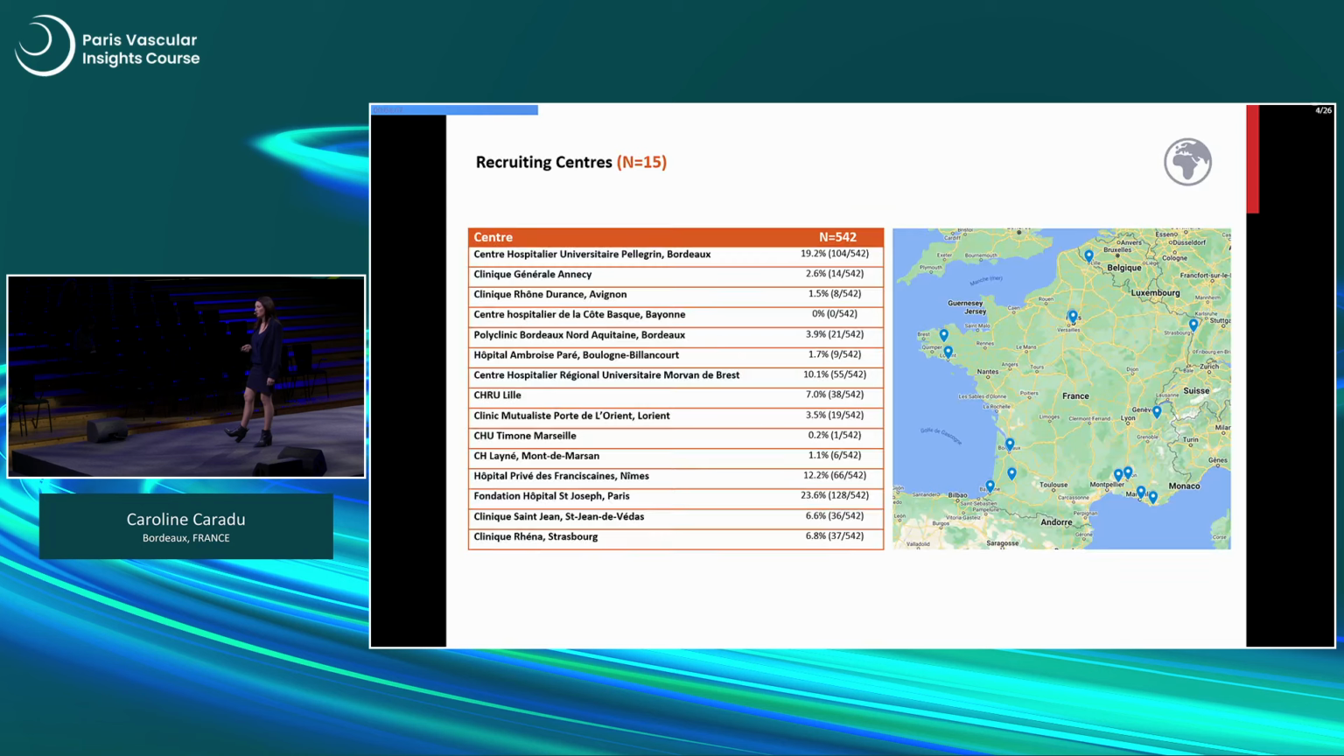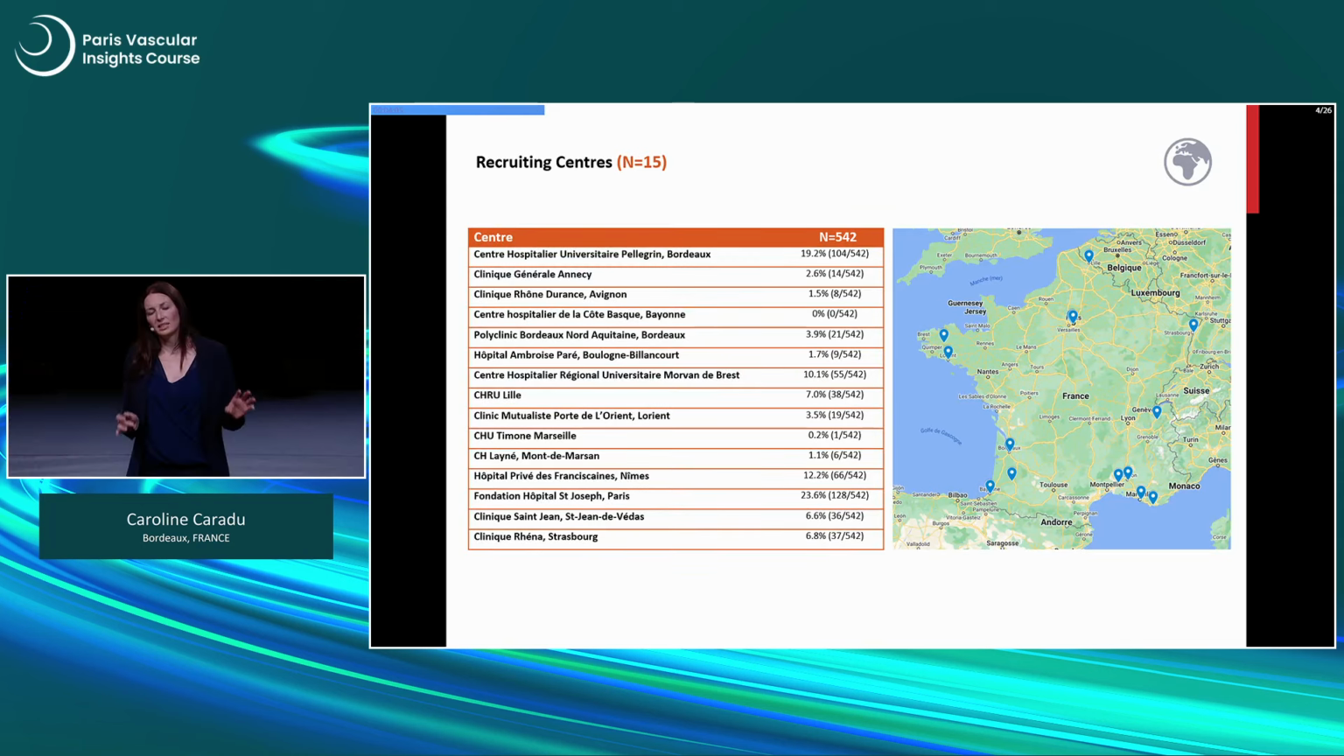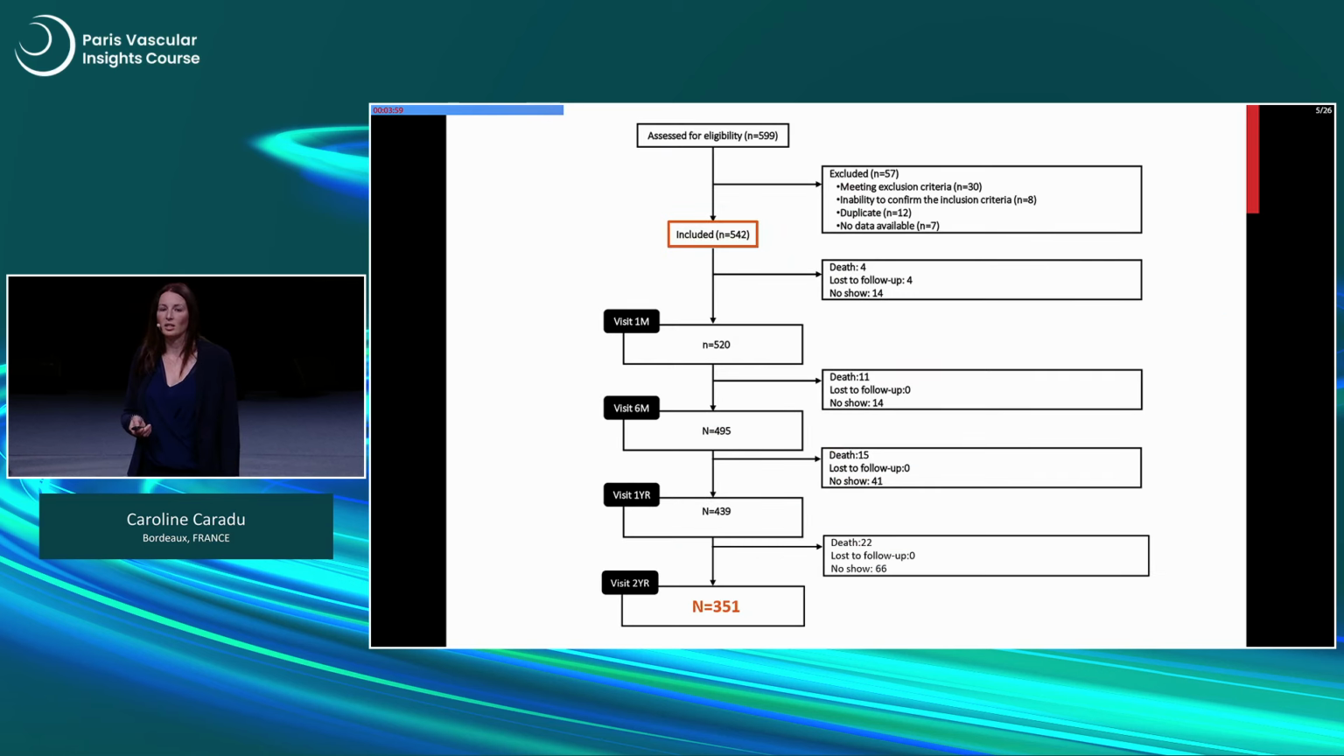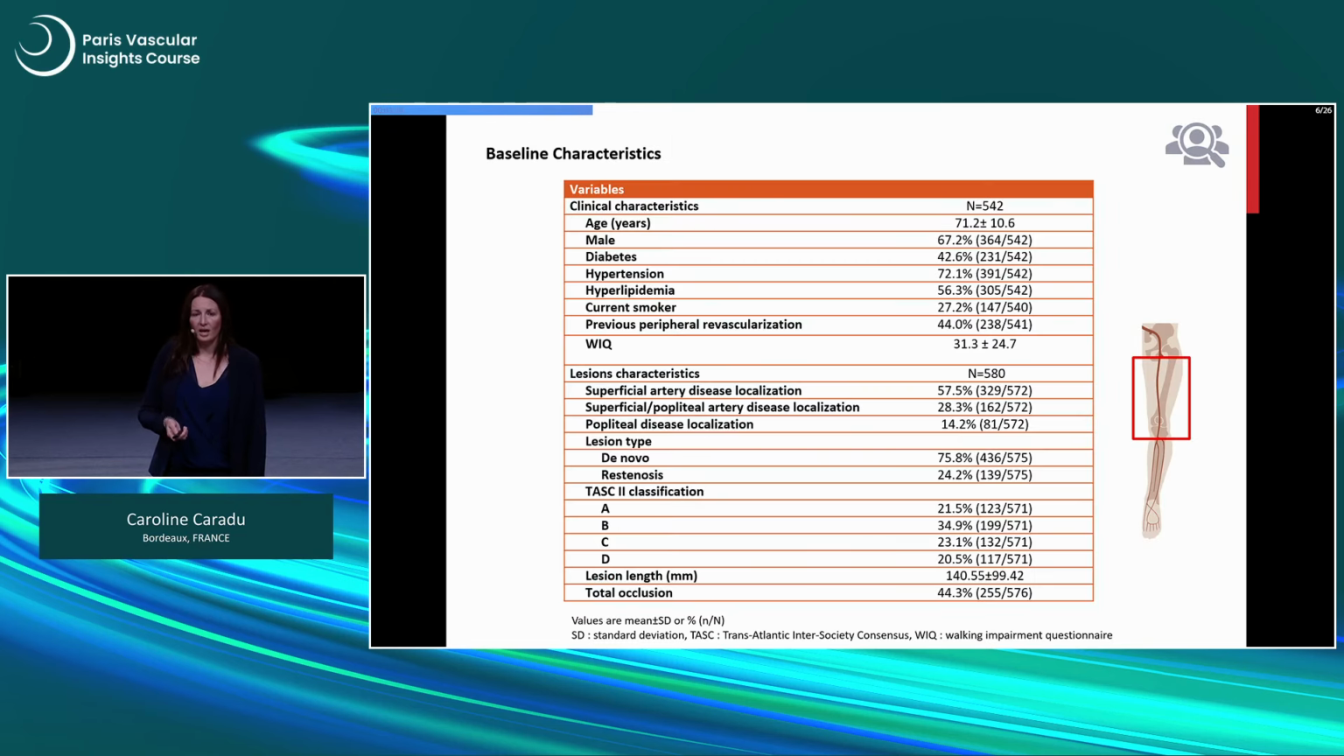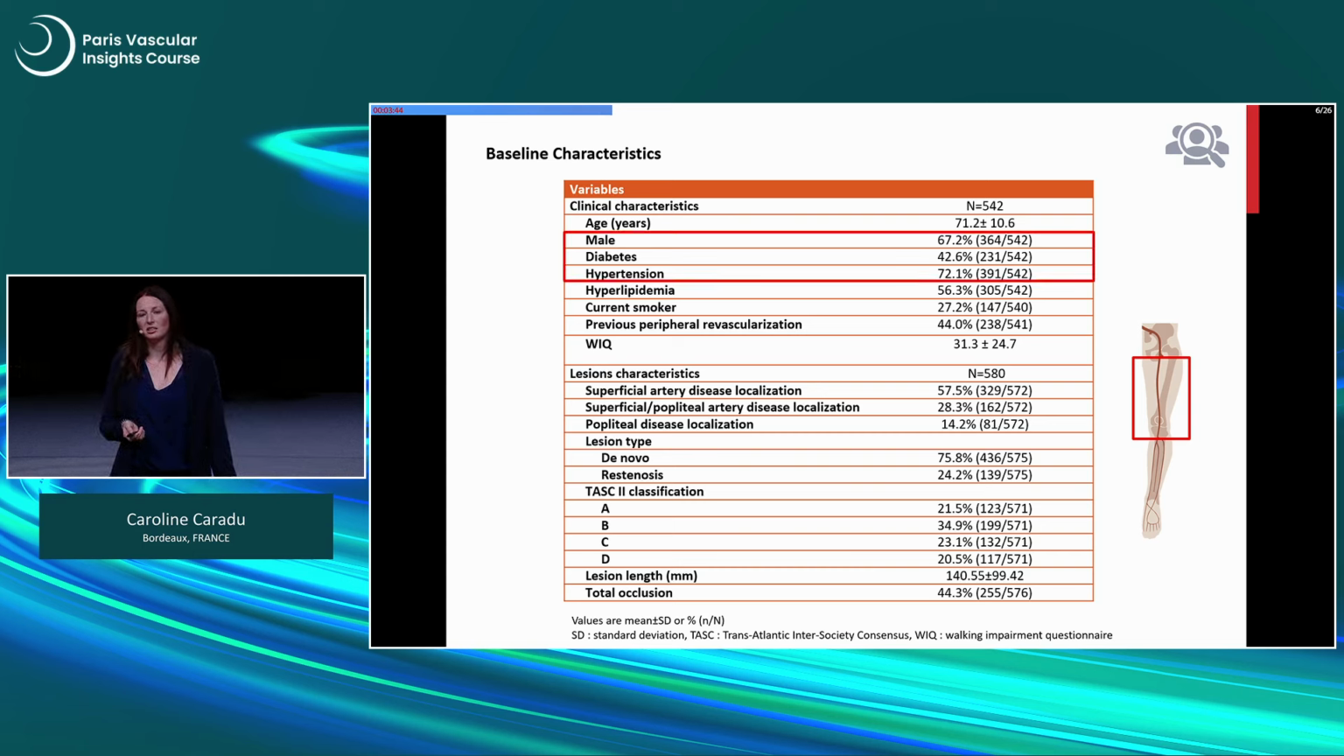were stented or not. In terms of recruiting centers, it was only in France, and we had 15 centers with 542 patients included at the start. And now we have the preliminary results of 351 patients at 2 years. In terms of baseline characteristics, those are the ones that you would expect for this kind of patients. So mostly male patients, 40% were diabetics, 70% were hypertensive.